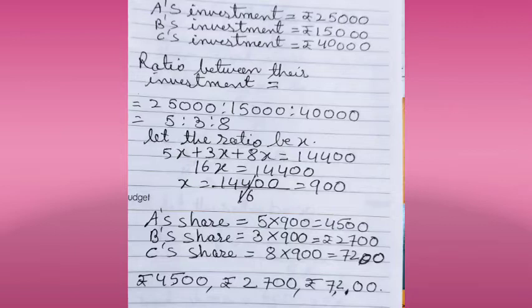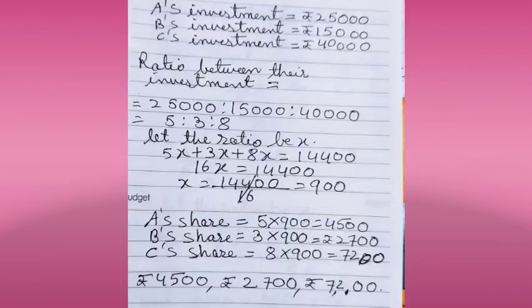So now let's solve it. Let the ratio be x. It means 5x plus 3x plus 8x is equal to 14,400, and so x will be equal to what? 14,400 divided by 16. When you add all these numbers, meaning 5, 3 and 8, you will get 16. So this is equal to 900.